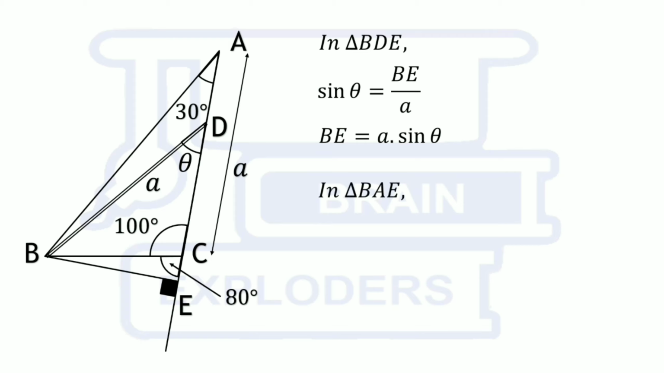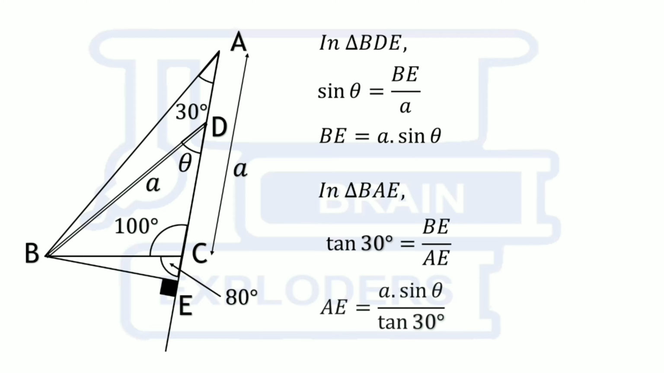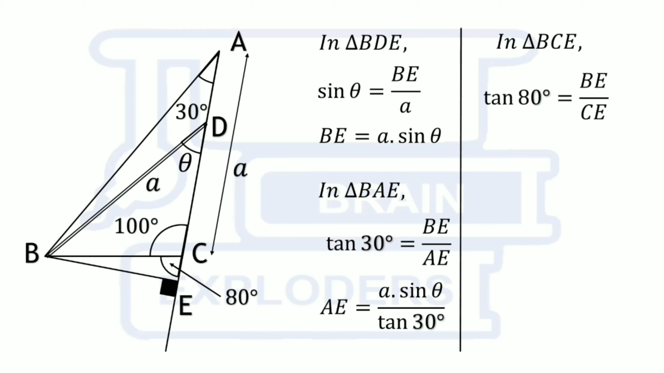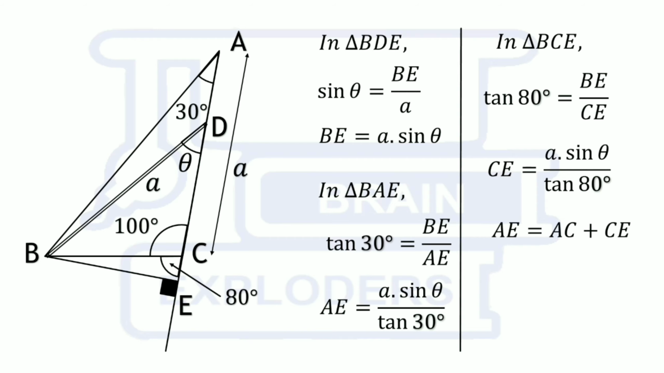In triangle BAE, tan 30 degrees is equal to BE over AE, and we get AE equals A sin theta over tan 30 degrees. Similarly, in triangle BCE, CE equals A sin theta over tan 80 degrees. Line segment AE can be written as the sum of AC and CE. Put the calculated values of AE and AC in it.